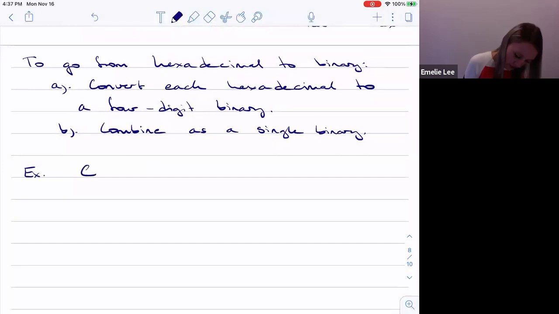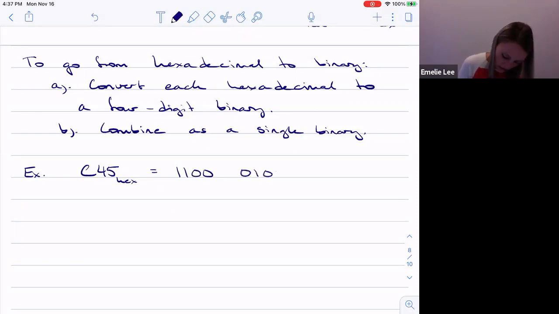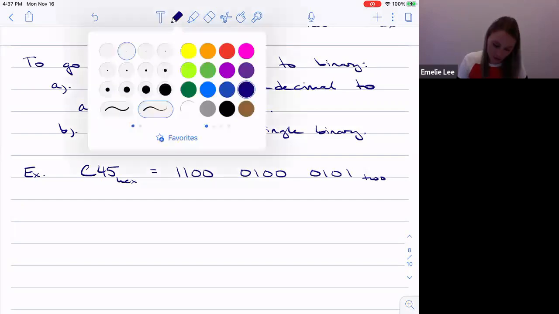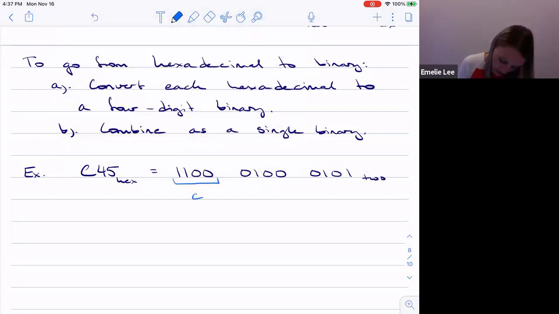Let's do an example. If I've got C45 as a hexadecimal, all I do is I write out C and then 4 and then 5 in binary. So C is 1, 1, 0, 0, 4 is 0, 1, 0, 0, and 5 is 0, 1, 0, 1, and this is in base 2.